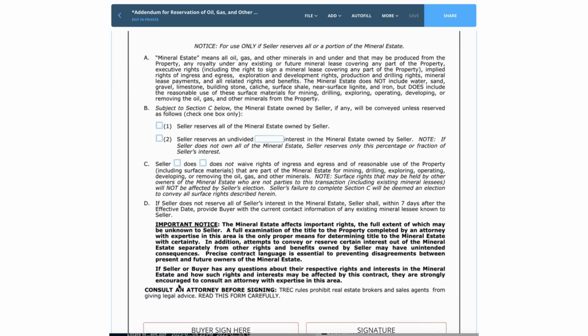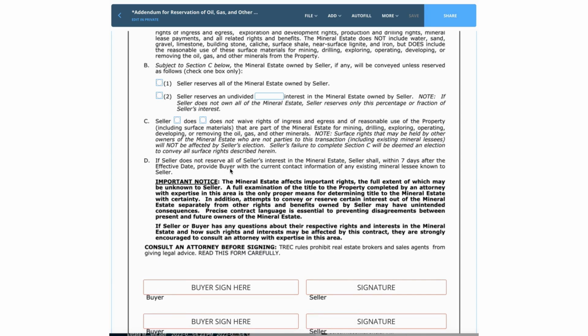If the seller does not, let's scroll up. If the seller does not reserve all of seller's interest in the mineral estate, seller shall, within 7 days after the effective date of the contract, provide to buyer the current contact information of any existing mineral leases known to the seller. Important. You see that nice and bold?